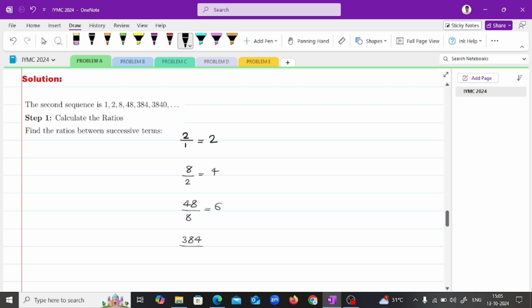and the fourth term of this sequence is 48, so 384 upon 48 is equal to 8.